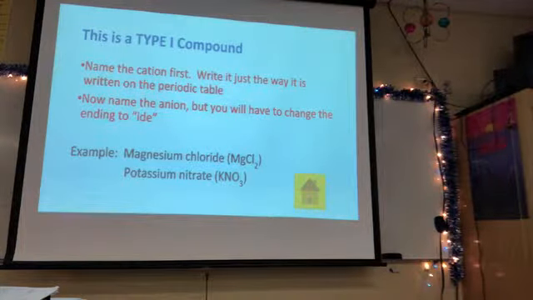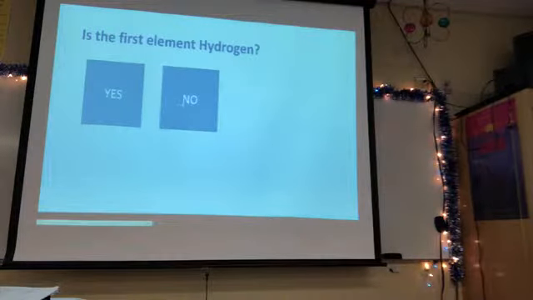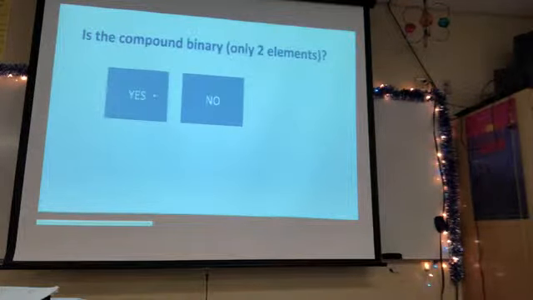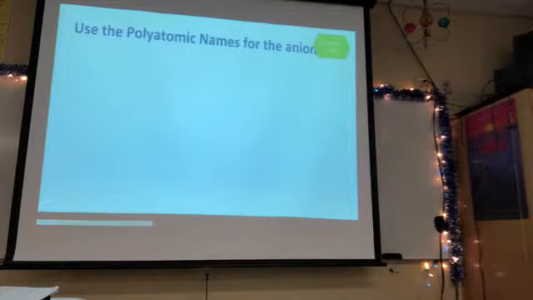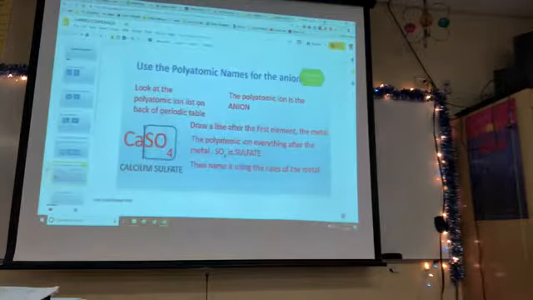You name the cation first, write it just the way it is on the periodic table. Now, to name the anion, you have to change the ending to IDE. So if it's MgCl2, it's magnesium chloride. Does that make sense? Then go back to the home and it takes you back to the first slide again. You can do this for all of them. Now, if it's not hydrogen and it's not binary, it's going to take you a different way, and it's going to show you how to name those as well. So this will be for all the different compounds we're going to come up with.